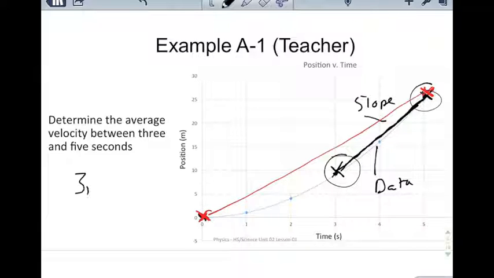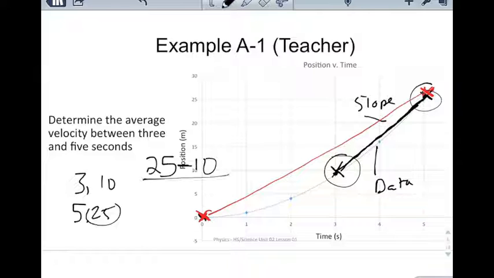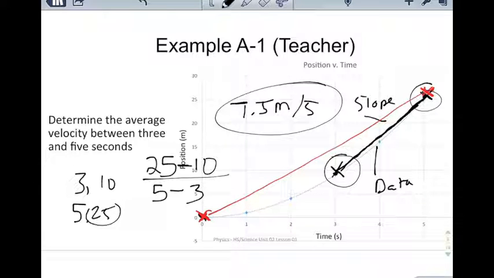The points are (3, 10) and (5, 25). So when we find the slope of them, we do the rise over the run. In other words, y2, which is 25, minus 10, over the run, which is 5 minus 3. If you did that, you would get 15 over 2, or 7.5 meters per second. Now remember, that would be the average velocity. It's not how fast it's actually going at any one particular point, but it's the average velocity through that time interval.